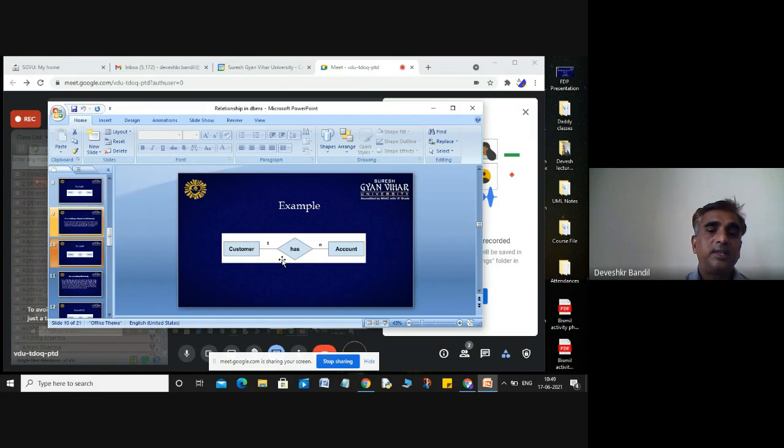Okay, and in this example I have mentioned that a customer is associated with many accounts, and it is the one-to-many relationship. But if we see it the other way, that is, many accounts are associated with one customer, then we can say that it is a many-to-one relationship. Okay, so that is the example of a many-to-one relationship.